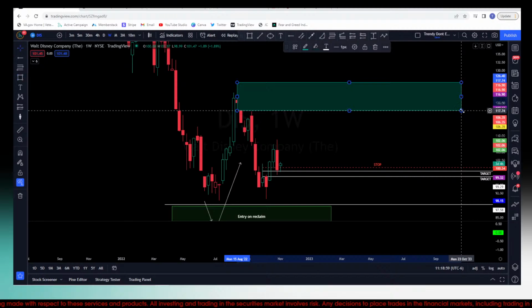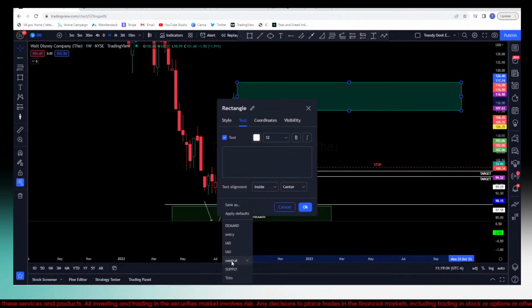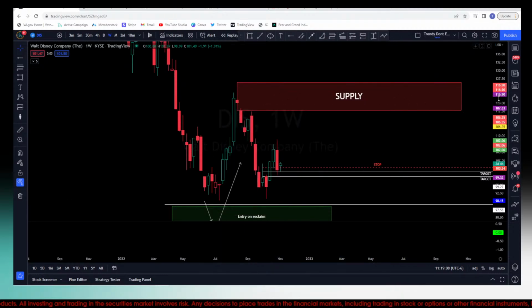Okay, so the first thing we want to do is we are going to identify this supply zone. We're going to come right here. And on my settings, I already have these templates that are in here. And that's what I love about TradingView is that all these are set up.